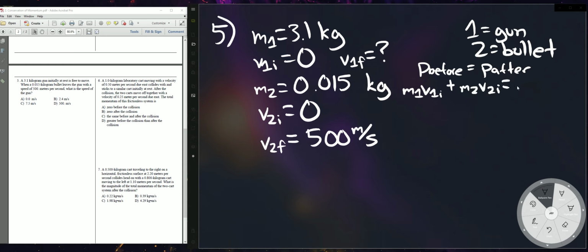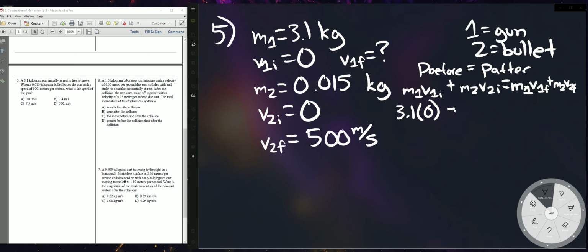That's how you do it, I guess. And then they move apart. So M1, V1F. Running out of room. My worst nightmare. Well, that's V2F. Just so you guys know, that's V2F. Alright.